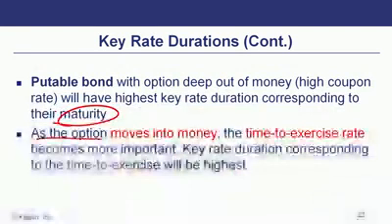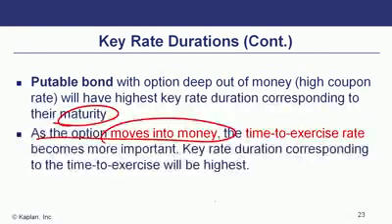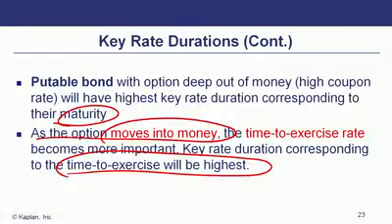But what happens as the option moves into the money? As the option moves into the money, if it's a call option, so as interest rates fall, the likelihood that that option is going to be exercised increases. And suddenly, if it's callable at time 3 and then it matures at 10, the call date rate duration is going to become more important. Right now, we're not trying to quantify that here, and thankfully we don't have to do it. But as that option moves more and more into the money, we're going to see that the rate duration corresponding to the time to exercise is going to become dominant.